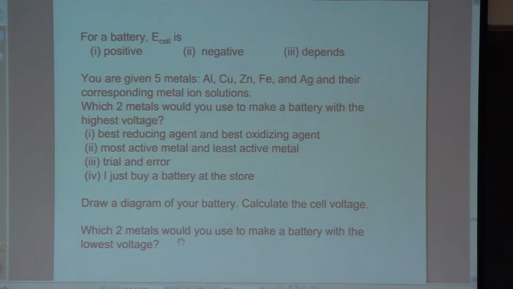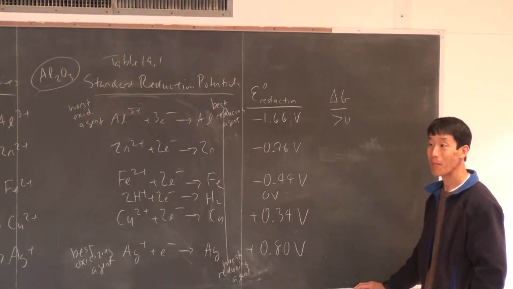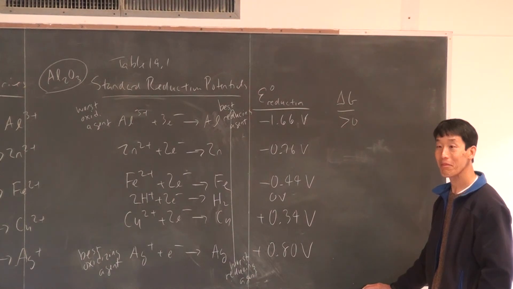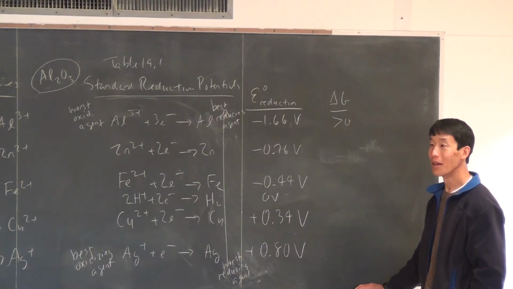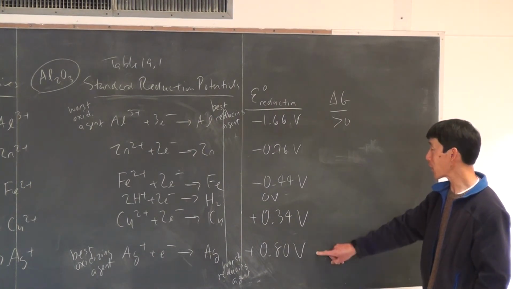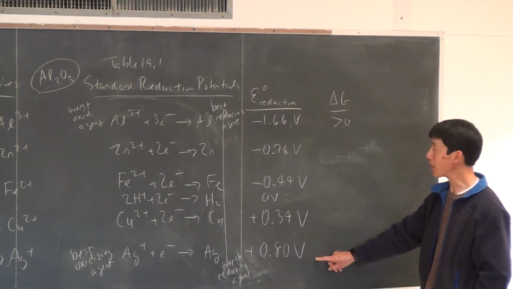Iron and copper, so let's see, minus 0.344 and plus 0.34, those are close together. Or zinc and silver? Zinc and iron? Zinc and iron? Iron and copper. Yeah, we want to go with the smallest difference. Zinc and silver. The smallest difference is minus 0.76 and 0.8 is the biggest. Isn't the difference 1.56?